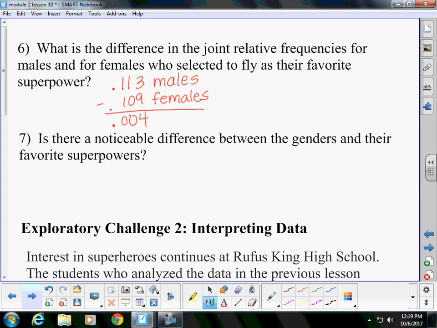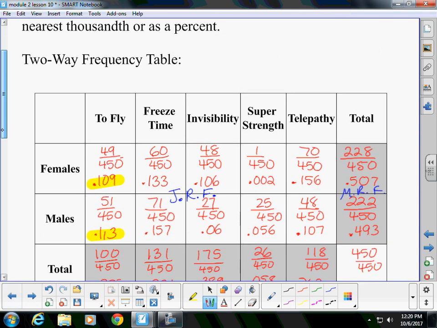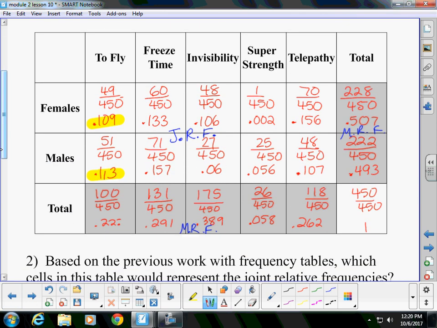Number 7, is there a noticeable difference between the genders and their favorite superpowers? So do we see a big difference between males and females? Or where do you see the biggest difference between the males and the females? It's like invisibility. Yeah, there's a big difference between a lot of them.